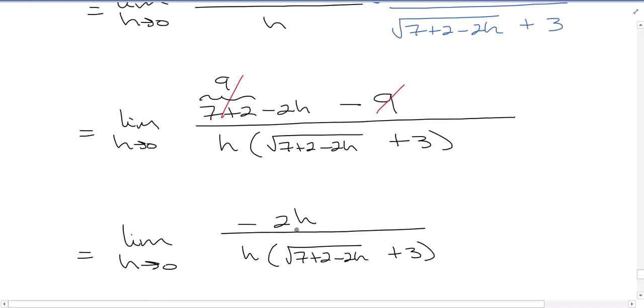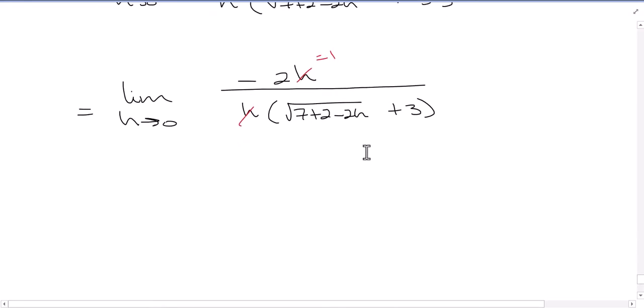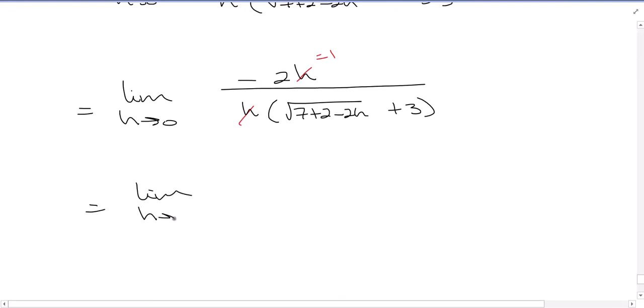And now I can say, okay, h divided by h is 1. So we're left with just minus 2 in the numerator and that quantity in the denominator. I still have not taken the limit, so I still have my limit notation at the front. So minus 2 over the square root of 7.